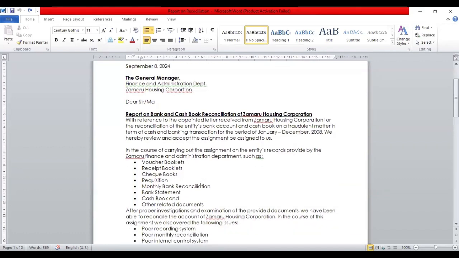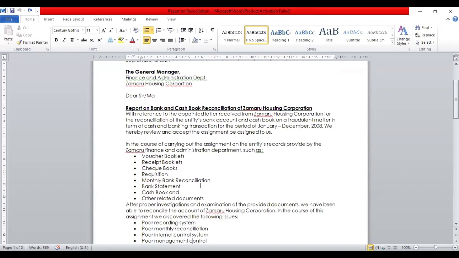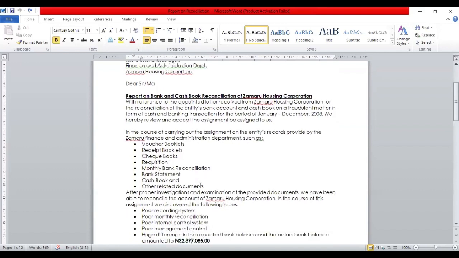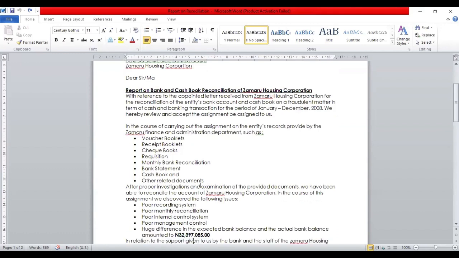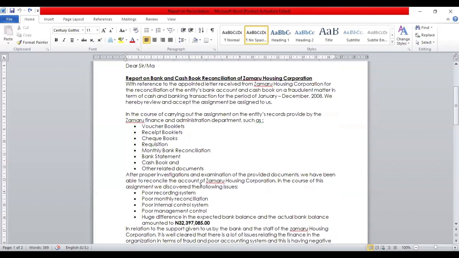After proper investigation and examination of the provided documents, we have been able to reconcile the account of Samaru Housing Corporation. In the course of this assignment, we discovered the following issues: poor recording system, poor monthly reconciliation, poor internal control system, poor management control. The difference in the expected bank balance and the actual bank balance amounted to 32,397,085 naira.